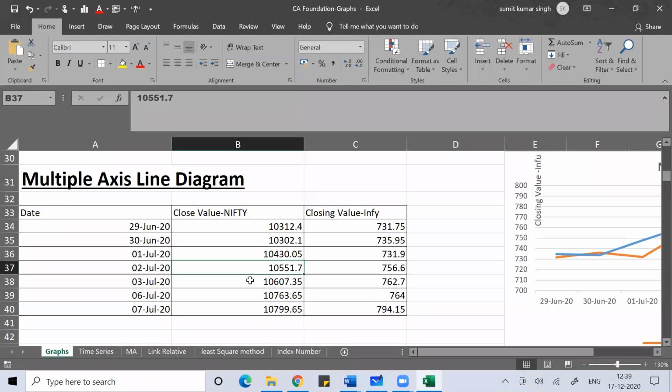Here you can see these dates. On these dates, I have simply taken some dates. These are the values of Nifty, and this is the value of one stock called Infosys. There's a company called Infosys. What I want to do is analyze the Nifty value with respect to Infosys. I want to know when Nifty goes up, how much Infosys is impacted by that. Is there any relation between Nifty and Infosys or not?